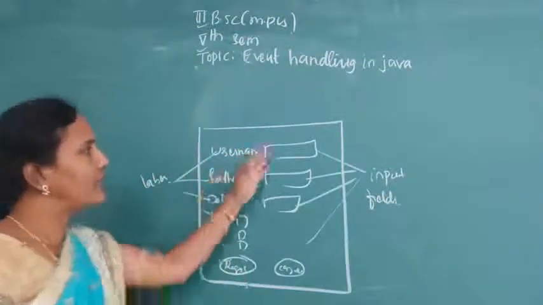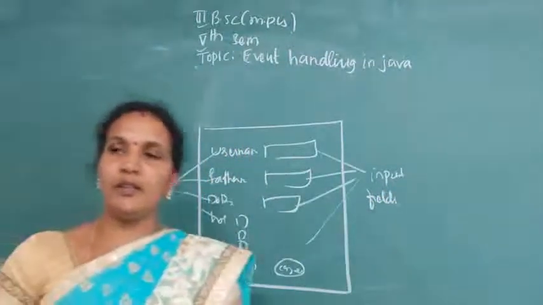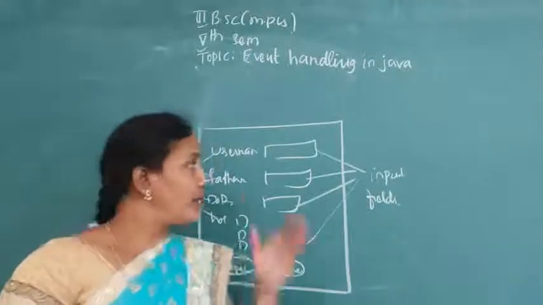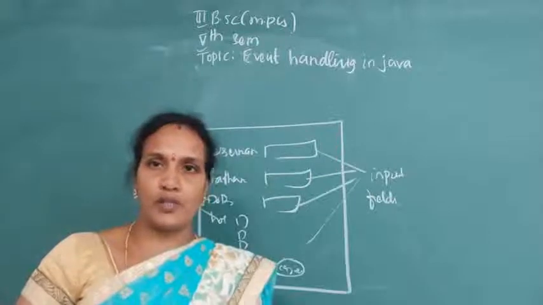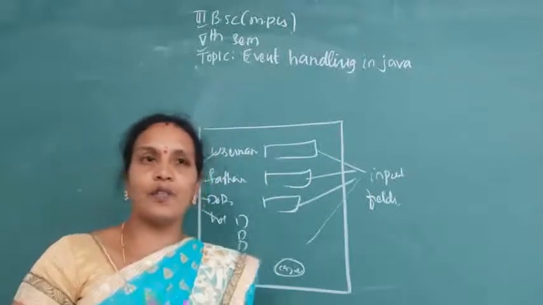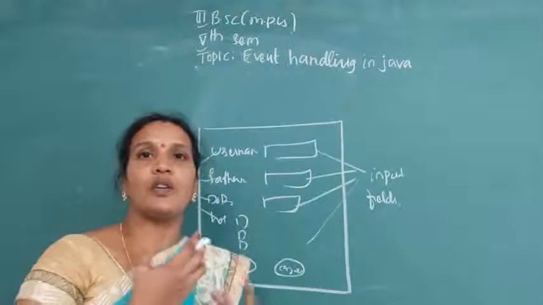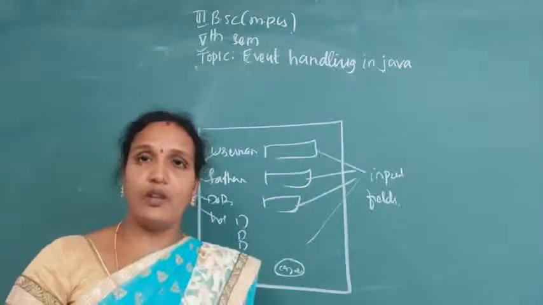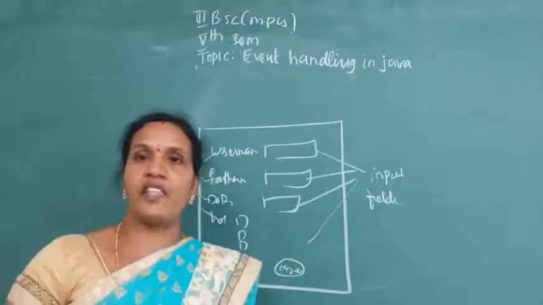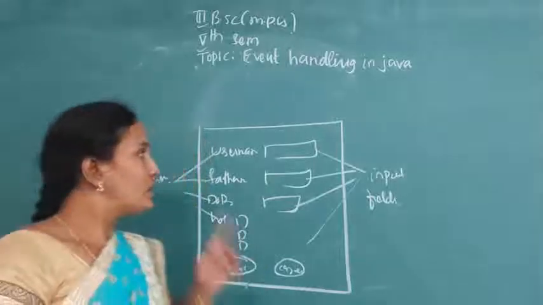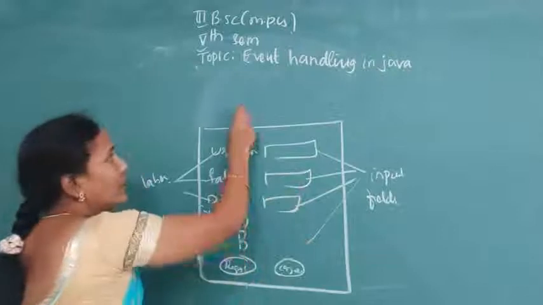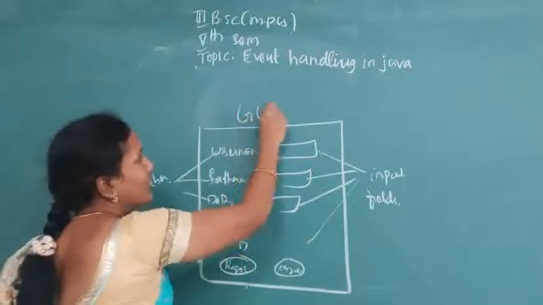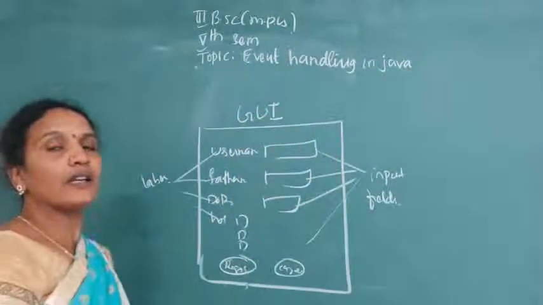In each and every input field, the user will enter the data, and that data should be submitted to a server in order to process. And this type of process you can see when you fill the application forms on the web and when you are submitting any data to the server like that. Okay, and this is called a graphical user interface.